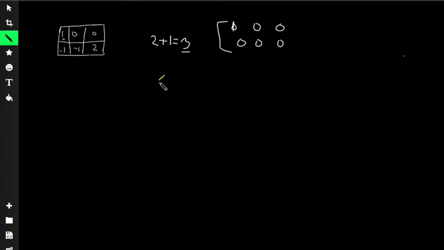Currently our robot is at position 0, 0. The robot can move in 4 directions: up, down, right, or left. If it tries to go up, it will be out of the grid, so this is invalid. If it tries to go down, there is a -1 over here, and we know that -1 is an obstacle and the robot cannot go to that cell, so this is also invalid.